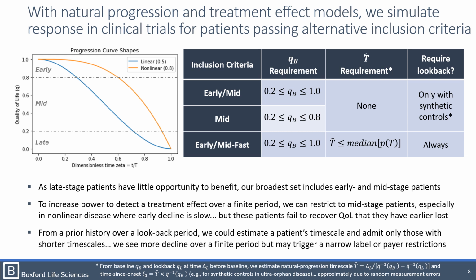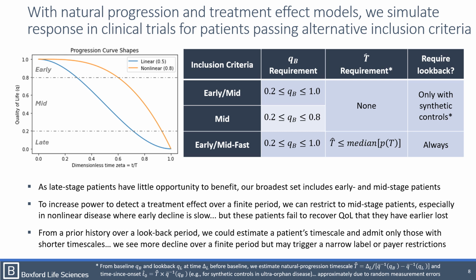Now, in trials when we have early-mid patients, particularly in nonlinear disease, we have a lot of different variation over the individual decline in quality of life that we would see over any 1, 2, 3 year period. And so in order to increase the power of the trial, we consider 2 alternative, more restrictive inclusion criteria. One, where we only include patients in the mid-stage disease, which in nonlinear disease is where you start to see a more rapid rate of decline.